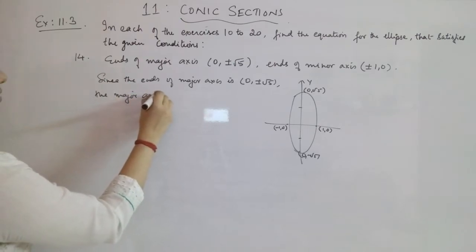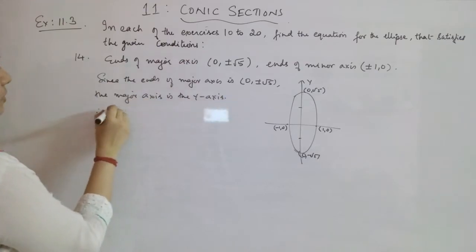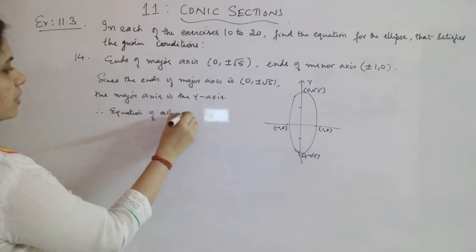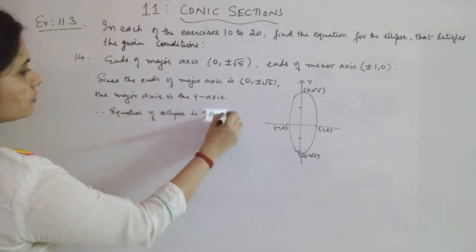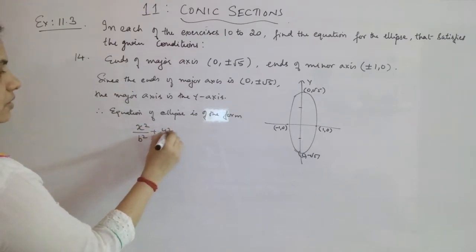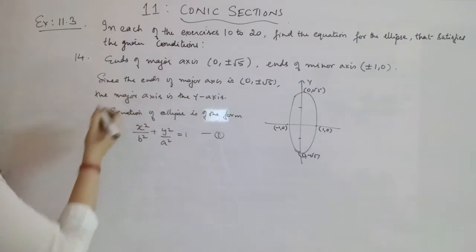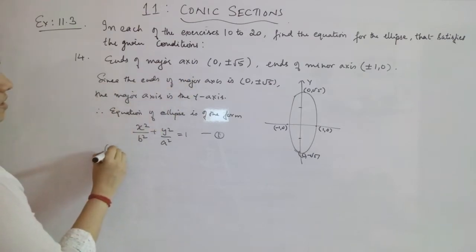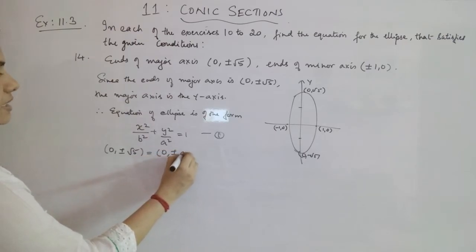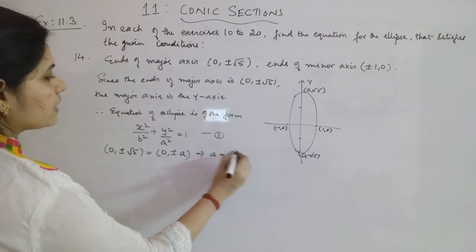Major axis is the y axis. Therefore, the equation of the ellipse should be of the form x square by b square plus y square by a square equal to 1. Now clearly you have that ends of major axis, 0, plus or minus root 5, is the same as 0, plus or minus a, because it is the major axis. Again you will get a as root 5 directly.